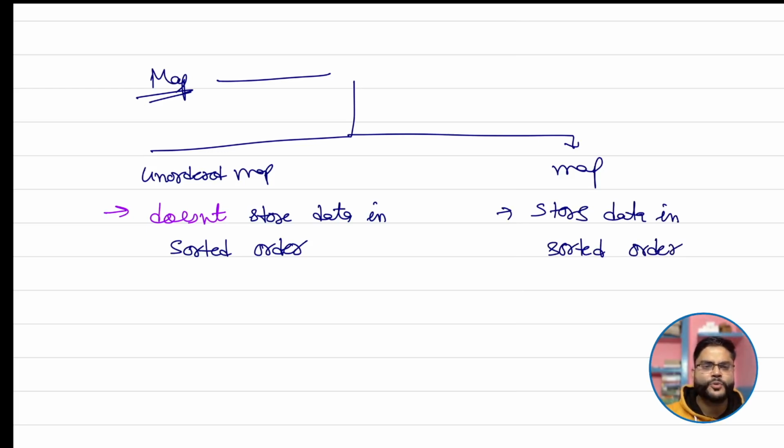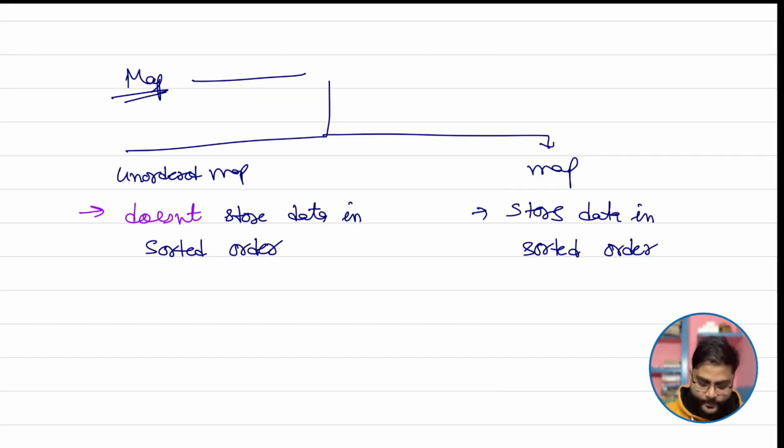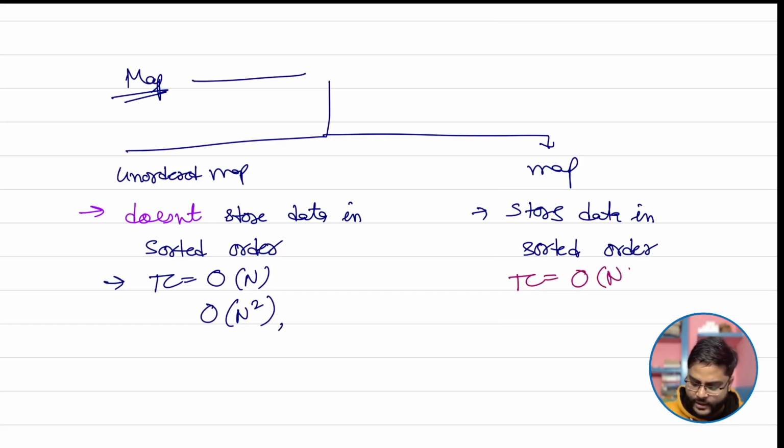Okay, and what is the time complexity of unordered map? The time complexity unordered map takes is order of n for most of the cases, but in worst case it can go till order of n square, when a lot of collisions are there. And in case of ordered map, the time complexity is order of n log n for each case, because every time sorting is maintained.